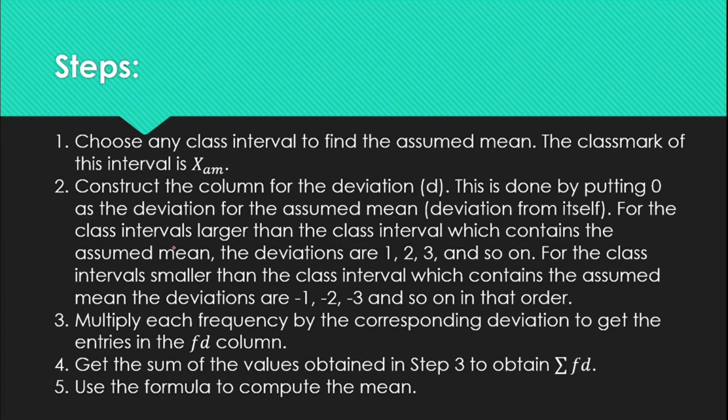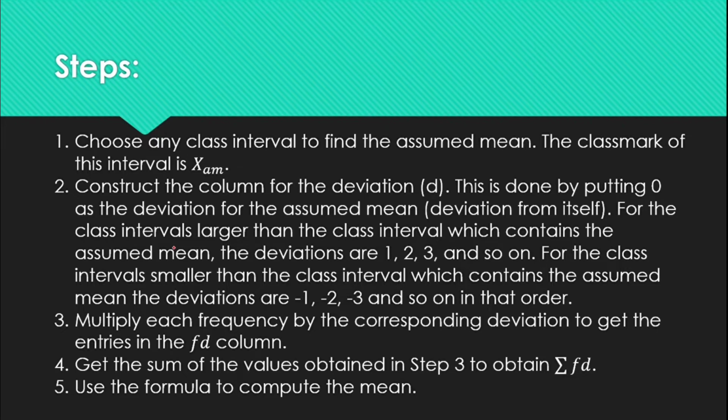Steps in finding the coded formula. First, choose any class interval to find the assumed mean. The class mark of this interval is x sub am, the assumed mean. Second, construct the column for the deviation. This is done by putting 0 as the deviation for the assumed mean, deviation from itself. For the class intervals larger than the class interval which contains the assumed mean, the deviations are 1, 2, 3, and so on. For the class intervals smaller than the class interval which contains the assumed mean, the deviations are -1, -2, -3, and so on in that order.